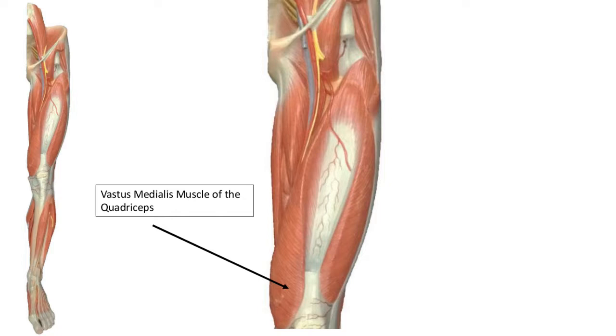All right, it's on the medial side of your foot, or excuse me, of your lower extremity. How do I know? I look down at the foot. Where's the big toe? There it is. It's on the inside. It's on the same side as the toe, so I know I'm on the medial side. So that's vastus medialis muscle.